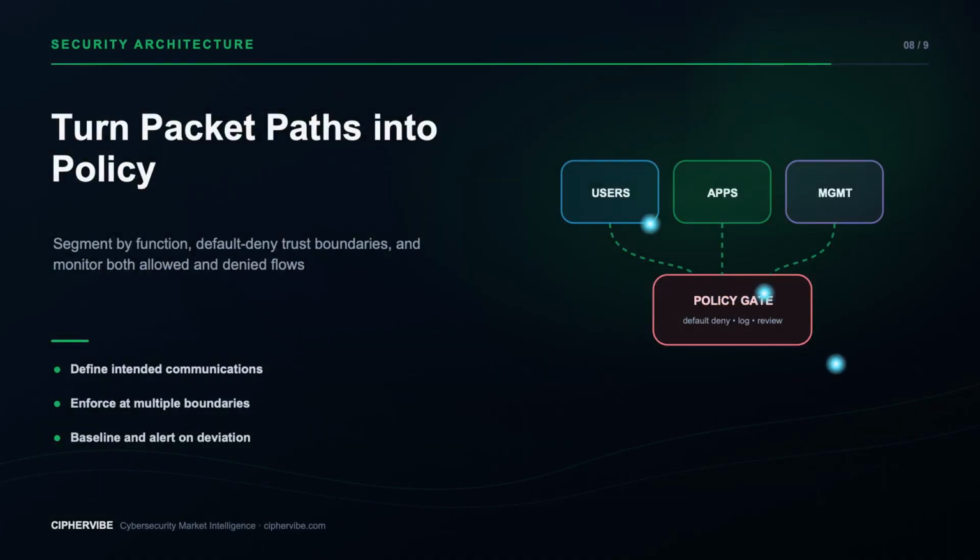Network security improves when intended packet paths become explicit policy. Start with zones based on function and risk, user devices, server applications, management systems, security tooling, backups, development, production, guest devices, internet-facing services, and operational technology where relevant. A VLAN is a broadcast boundary, not automatically a security boundary. Traffic between zones must traverse a control that can enforce and log policy.